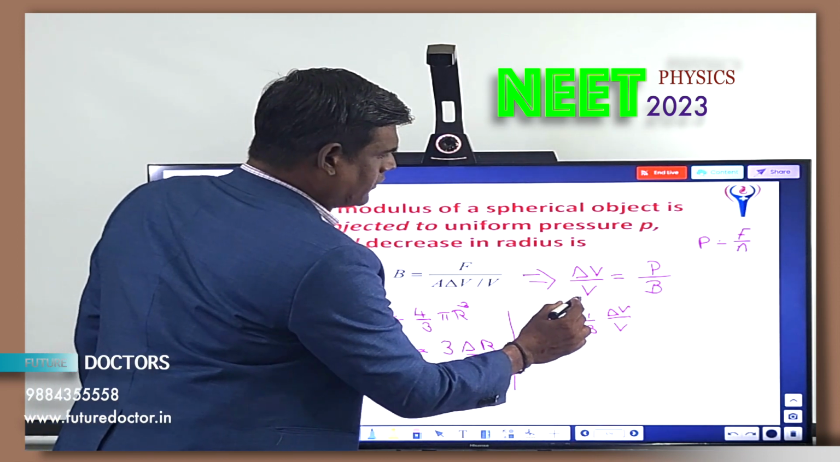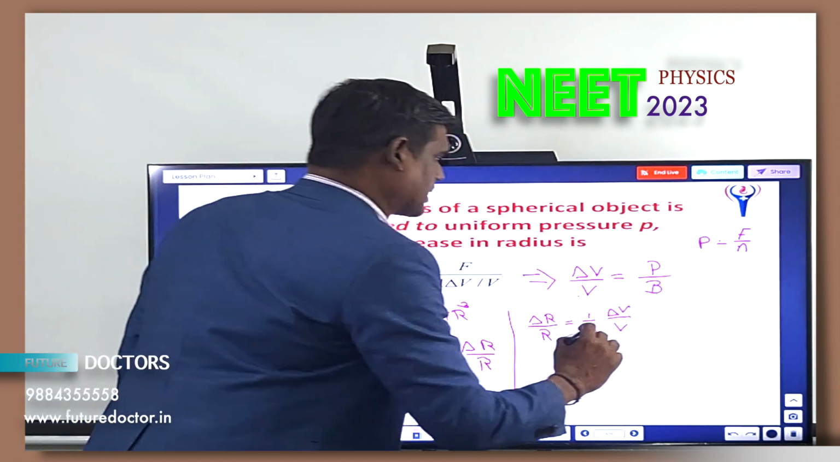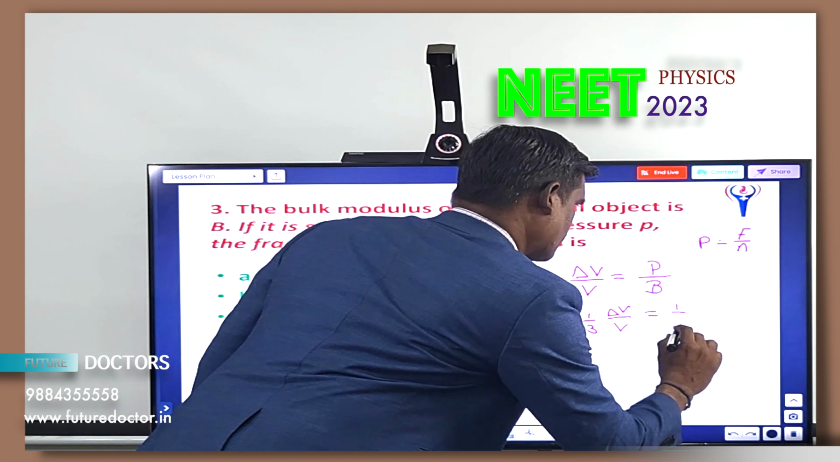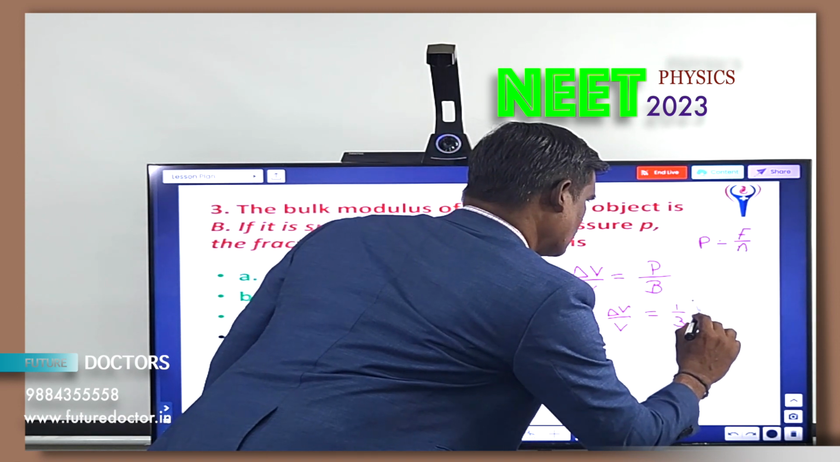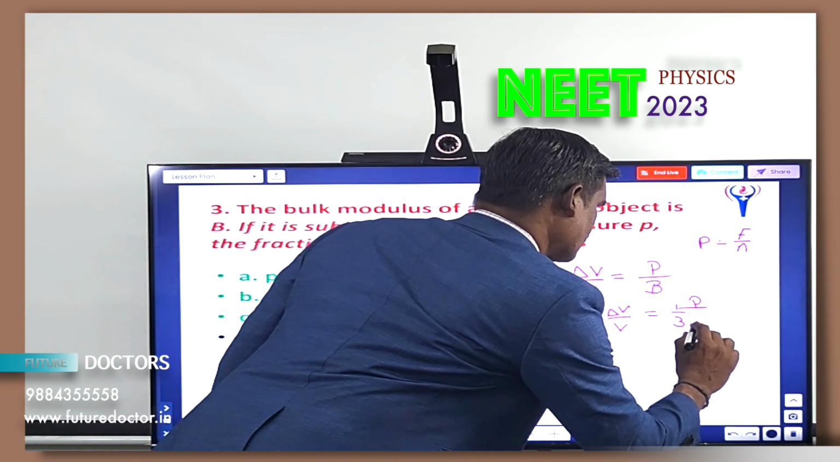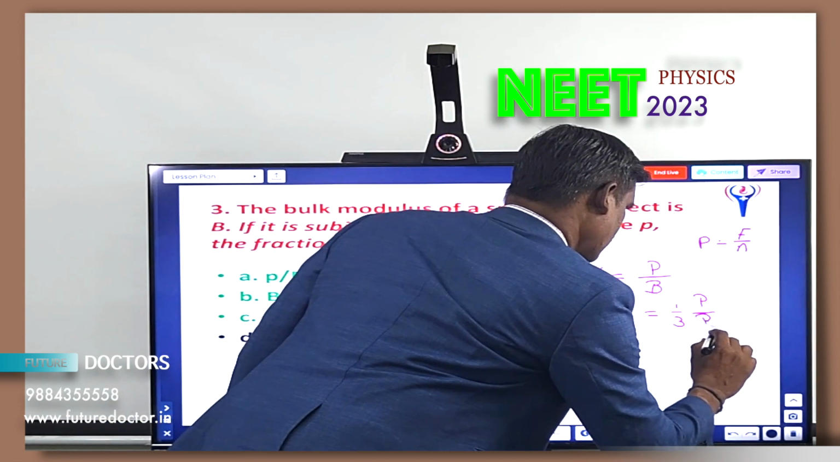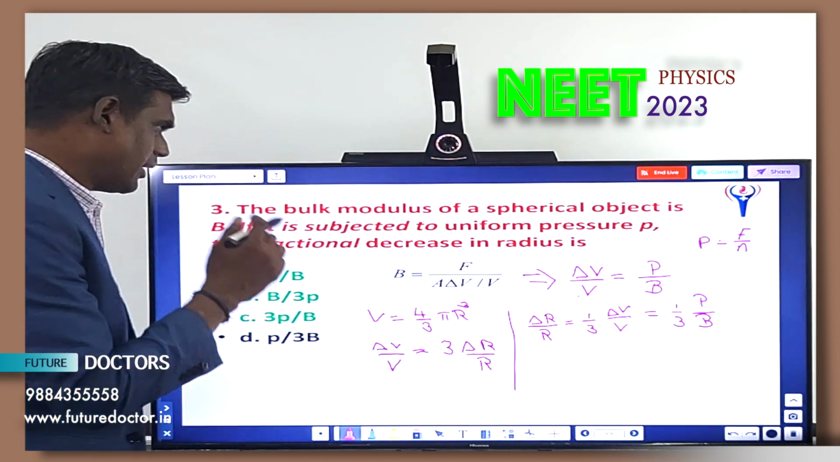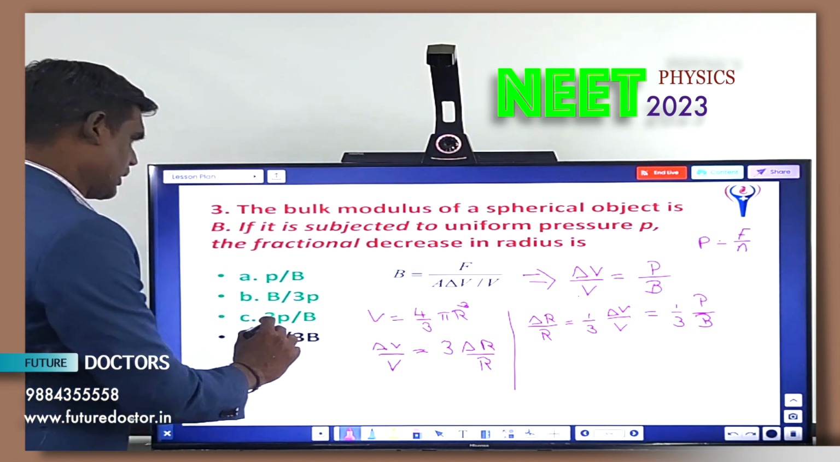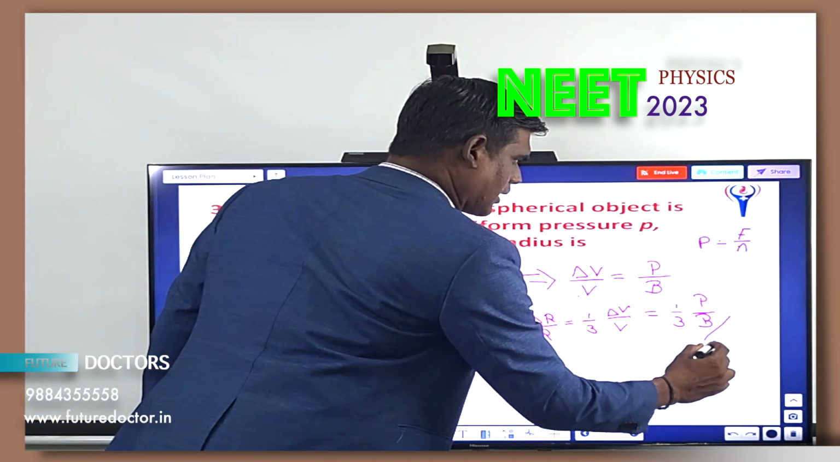But delta V by V equal to P by B. Substitute 1 by 3 into P by B. That is equal to P by 3B. Option D is the correct answer.